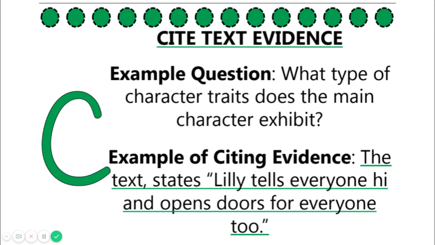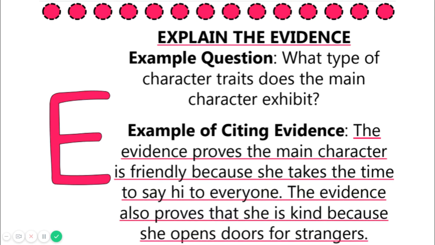So once you've restated the question, answered the question, and cited the evidence, the last thing that you need to do is explain how the evidence that you provided, those quotes, truly does support your answer. So, for example, the evidence proves the main character is friendly because she takes the time to say hi to everyone. The evidence also proves that she is kind because she opens doors for strangers. So, this is explaining the friendly and the kind portion of the evidence that was given.